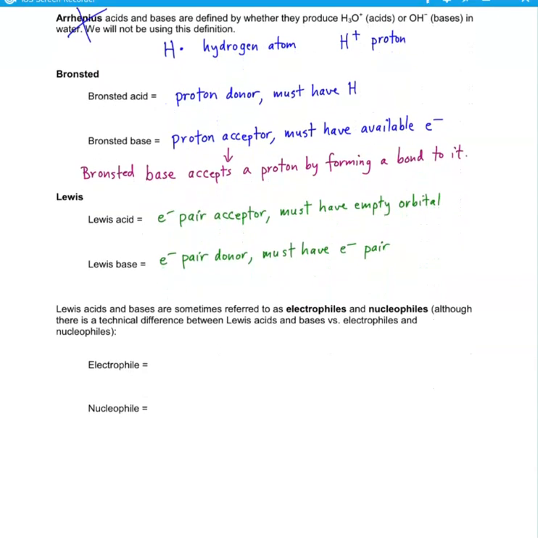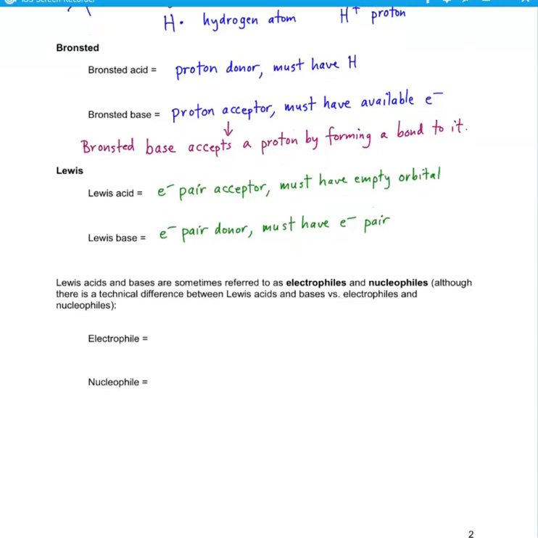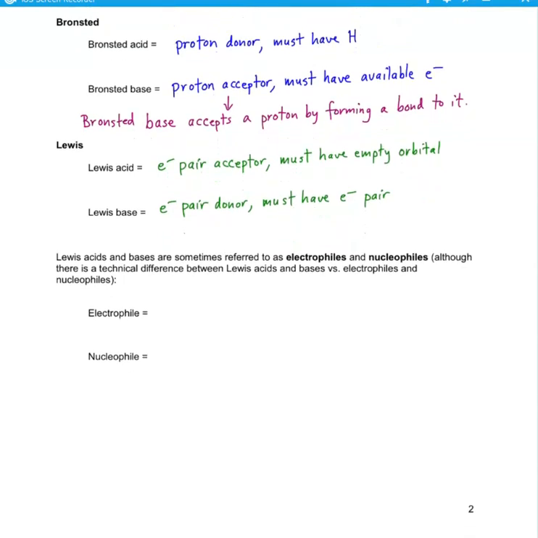Now the terms Lewis acid and Lewis base and electrophile and nucleophile, sometimes people use interchangeably. They'll call something a nucleophile or a Lewis base, or they'll call something an electrophile or a Lewis acid. Technically, there is a distinction between an electrophile and a Lewis acid, but it's not important for what we're doing here. So we're not going to worry about that, but what we are going to do is review the definitions and the ideas surrounding electrophiles and nucleophiles because we're going to be using them so much in the course.